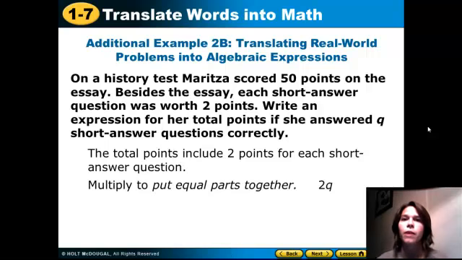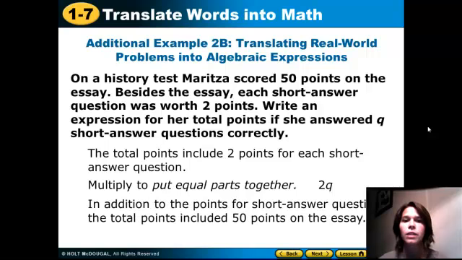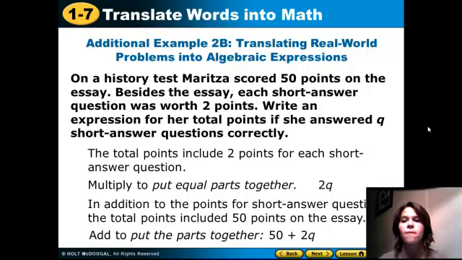Okay, but we also have something else here. She scored 50 points on her essay. So in addition to the points for short answer questions, the total points included 50 points on the essay. I'm going to combine the 2 times the Q plus the 50 points to get a final expression of 50 plus 2Q. So you just have to remember to keep looking for pieces and parts and all those key words and key terms in order to write expressions.